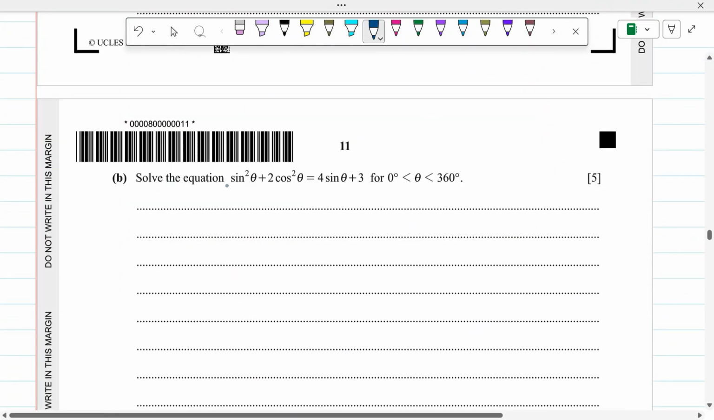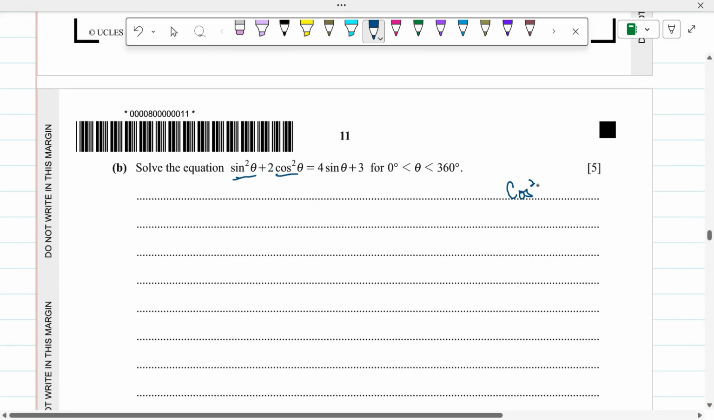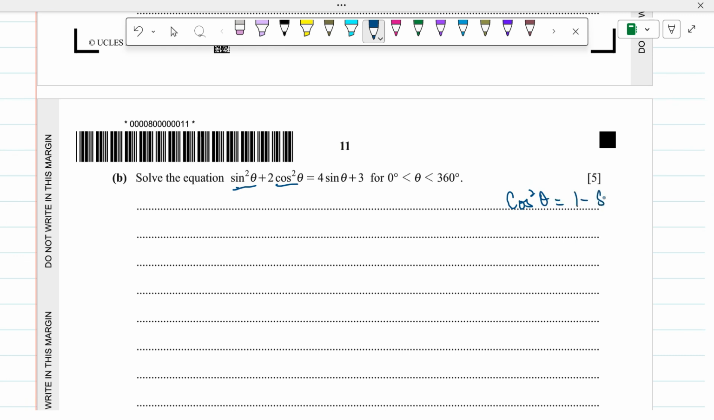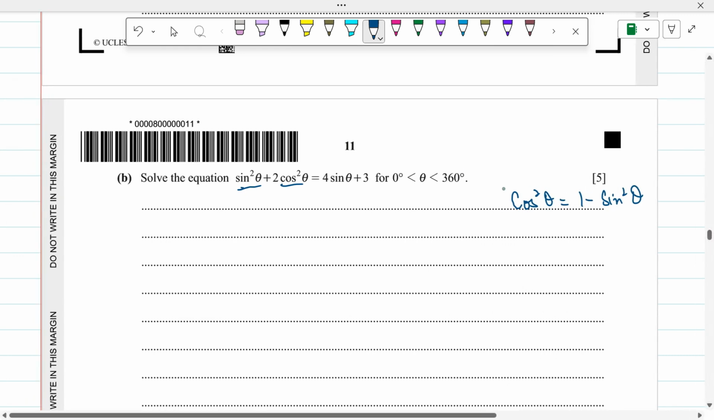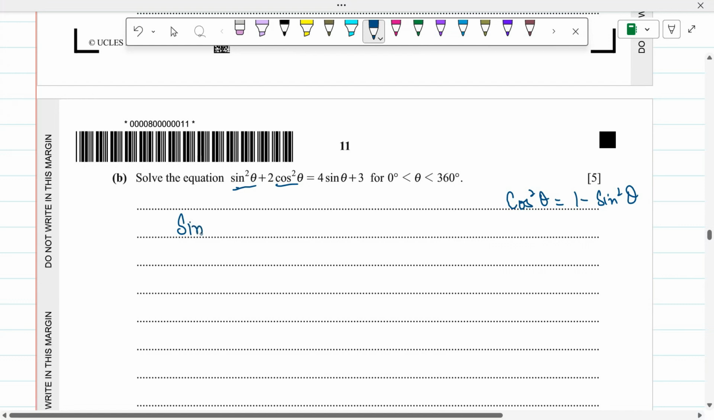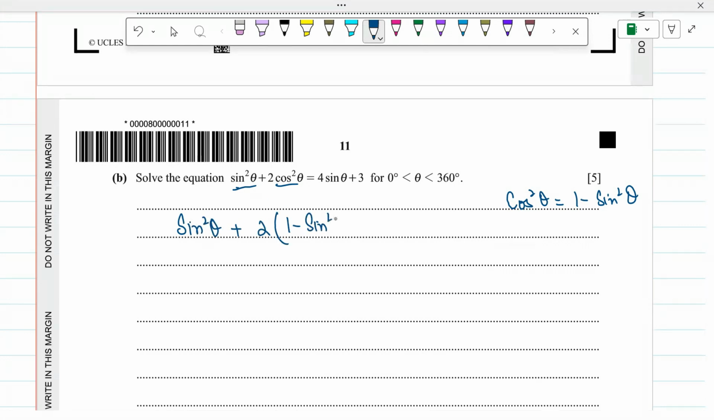Part B, solve the equation sine square of theta plus 2 cos square of theta is equal to 4 sine of theta plus 3, where the angle is between 0 and 360. First we convert all the given functions into sine. Cos square of theta is equal to 1 minus sine square of theta. So plugging in this identity, we will have sine square of theta plus 2 times 1 minus sine square of theta is equal to 4 sine of theta plus 3.